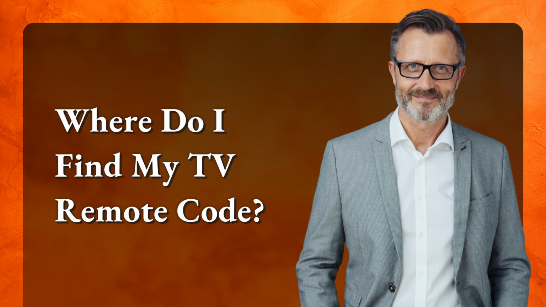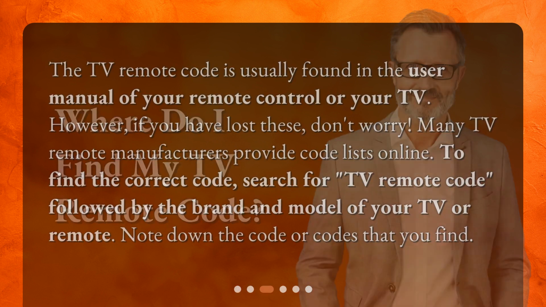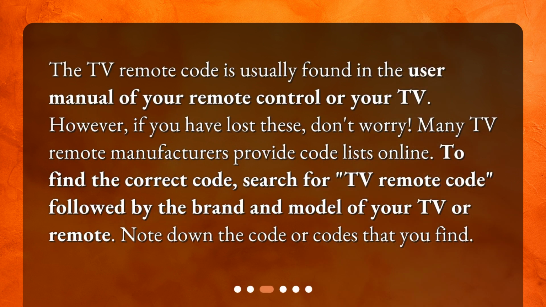Where do I find my TV remote code? The TV remote code is usually found in the user manual of your remote control or your TV. However, if you have lost these, don't worry. Many TV remote manufacturers provide code lists online. To find the correct code, search for TV remote code, followed by the brand and model of your TV or remote. Note down the code or codes that you find.